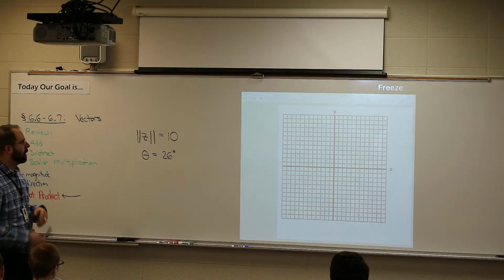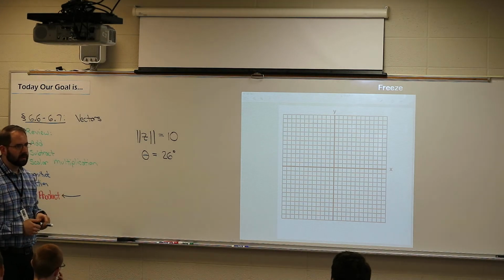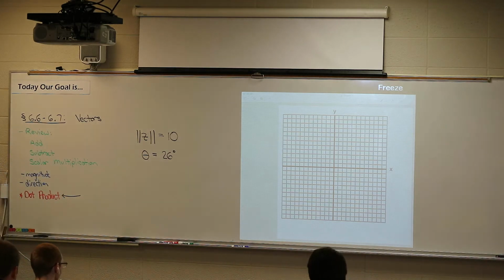You will not have to draw it, but I'm going to draw this roughly, and then I'm going to try to figure out what the i and j component is for this vector. So, how would I write the vector? Write that down, and we're going to draw it here in a second.